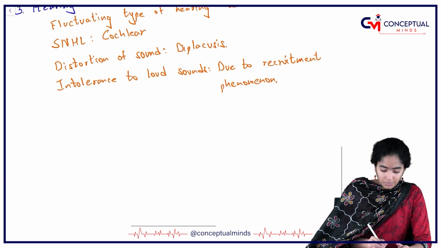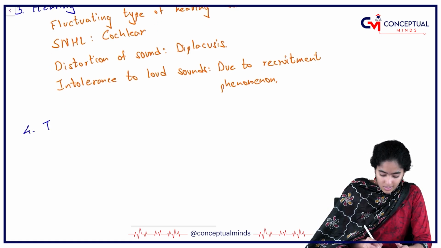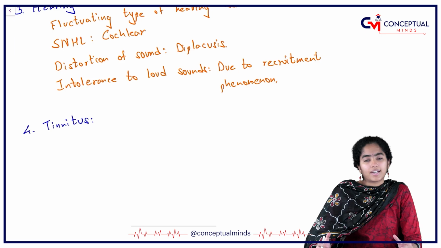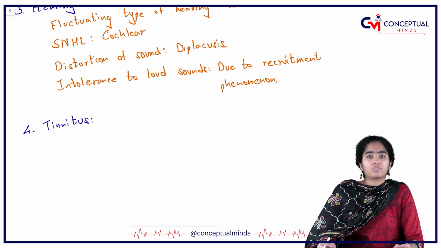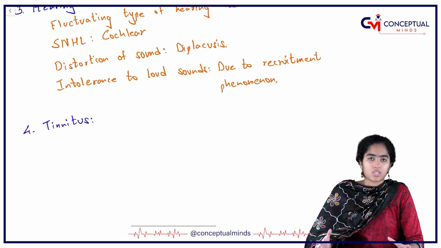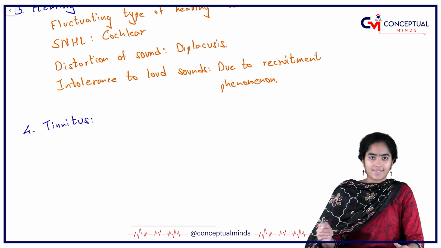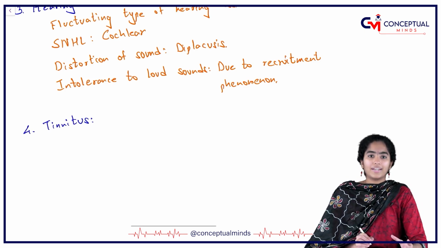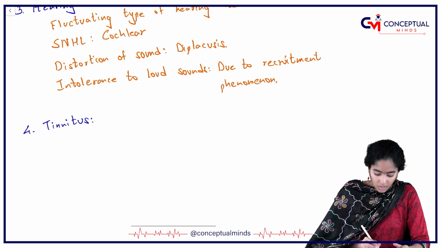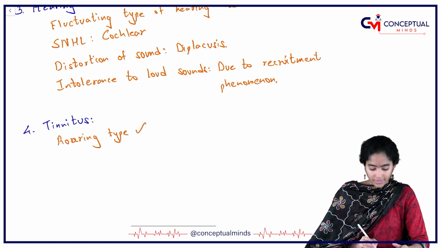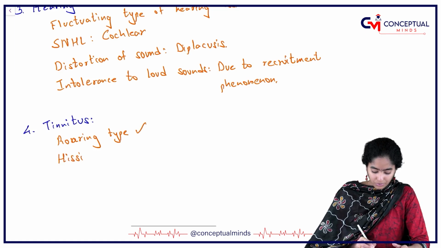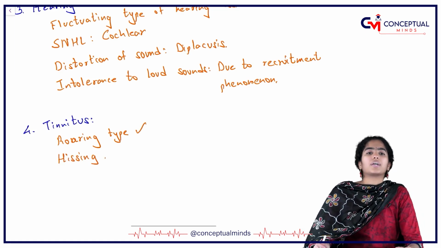The next symptom after hearing loss is tinnitus. Tinnitus is a ringing sensation that is experienced in the ear of the patient. And this tinnitus could be of various different types of sounds. The tinnitus in Meniere's disease is usually of a roaring type. Mostly it is a roaring type, but sometimes even a hissing type of tinnitus is also experienced by a few patients.